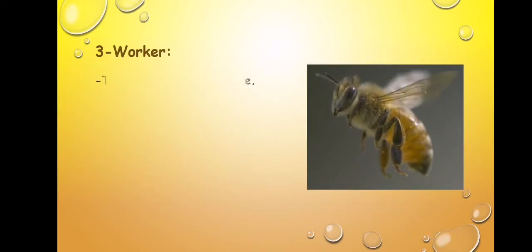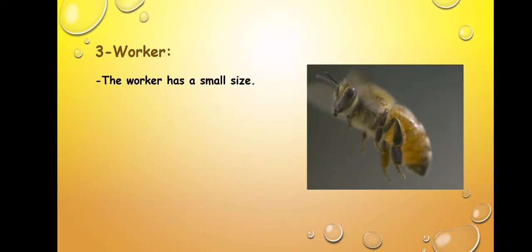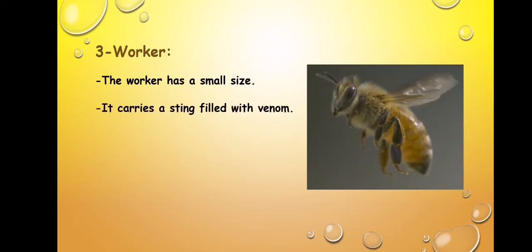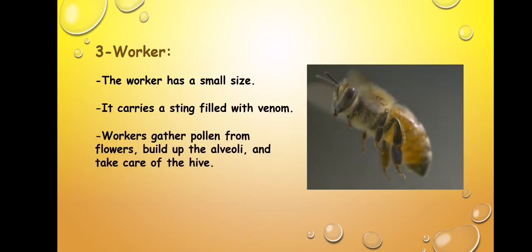Worker. This is the worker bee. The worker has a small size. It carries a sting filled with venom, so the worker bee can sting. Workers gather pollen from flowers, build up the alveoli, and take care of the hive.